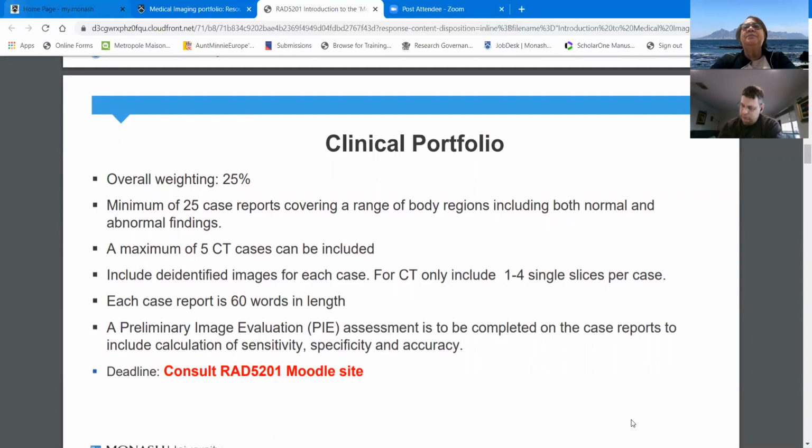Any images that you use when you do your case reports should be de-identified. So it should just be the case itself. There should be no names, not of the hospital or the doctor or any of that. If you do get CT cases, because CT has lots of slices, we normally say a maximum of 4 single slices for a case. And then I will go through how we work out the word length for each of the cases.